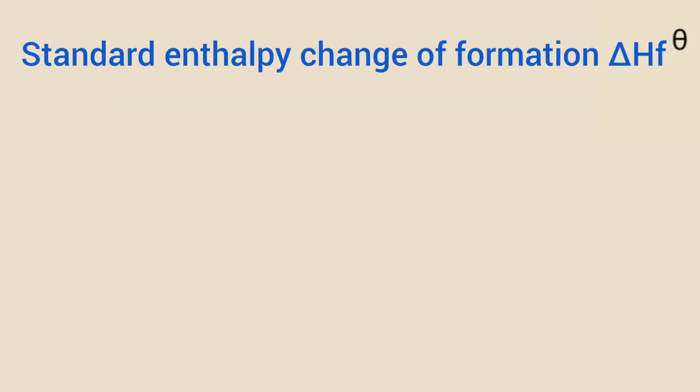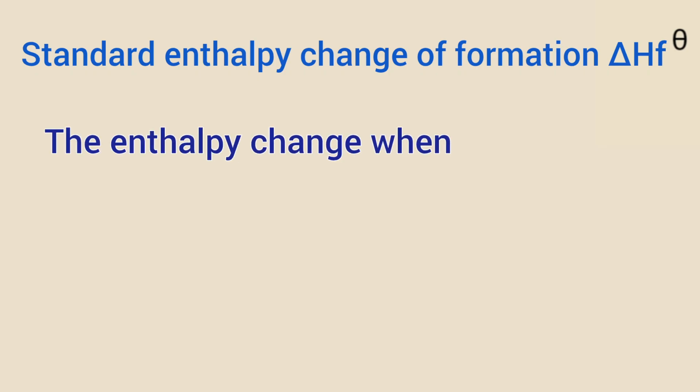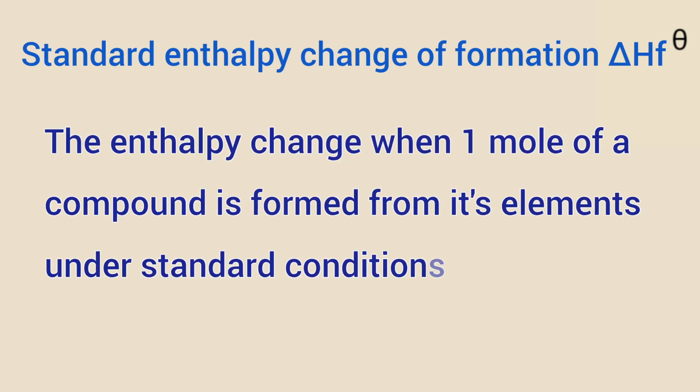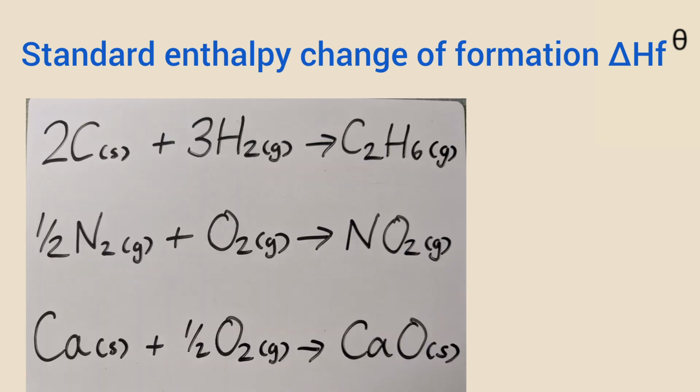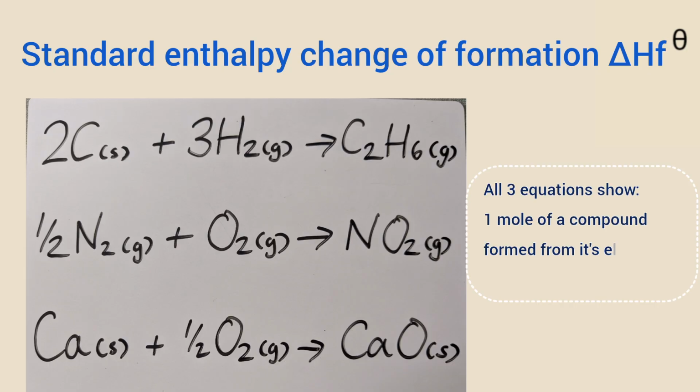Notice we've replaced the R for reaction for an F for formation. So enthalpy change of formation can be defined as the enthalpy change when 1 mole of a compound is formed from its elements under standard conditions. Looking at these 3 example equations, the thing they have in common is that they are all balanced so that they form 1 mole of the product, thereby ensuring they fit with the definition.